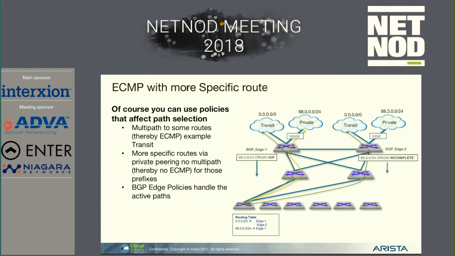So you can play with more specific routes, which means that, okay, I'm going to load balance in transit because I have the same speed. But for my private peering, I will select the ones that have bigger pipes or smaller AS path or whatever. But it's still not bandwidth aware.